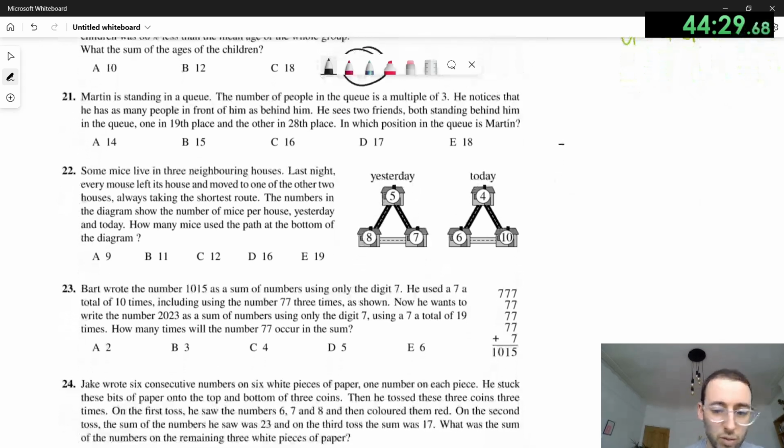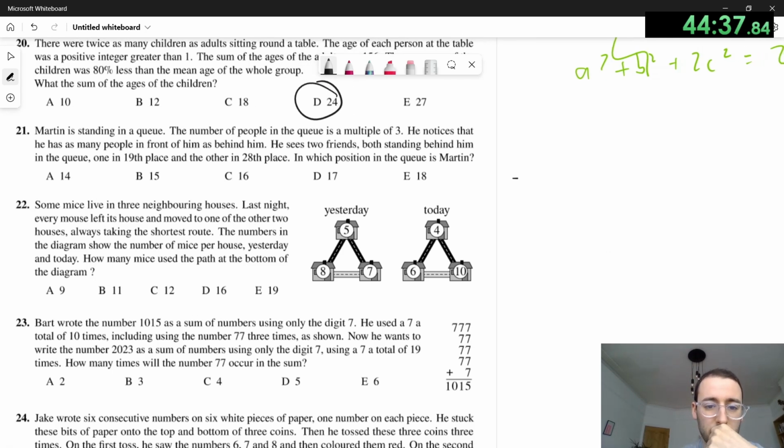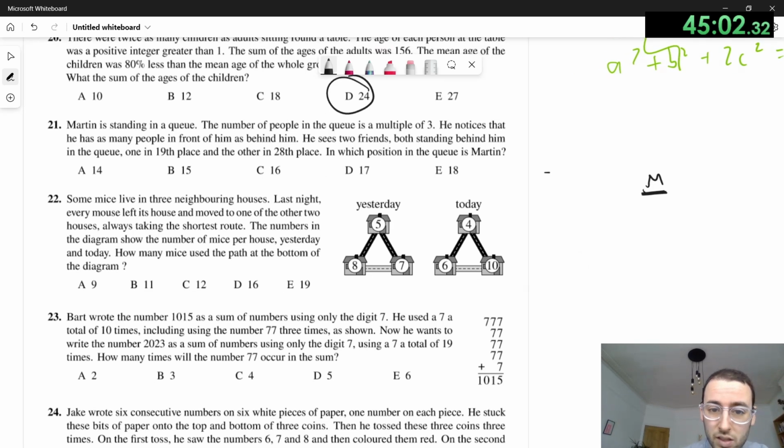I've only got 50 minutes to do all the hard questions. Martin's standing in a queue. The number of people in the queue is a multiple of 3. He notices he has as many people in front of him as behind him. So Martin is in the middle, and it's an odd number. And he sees someone behind him in the 28th place, and someone behind him in the 19th place.